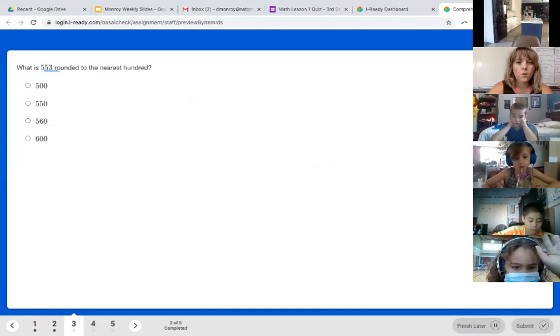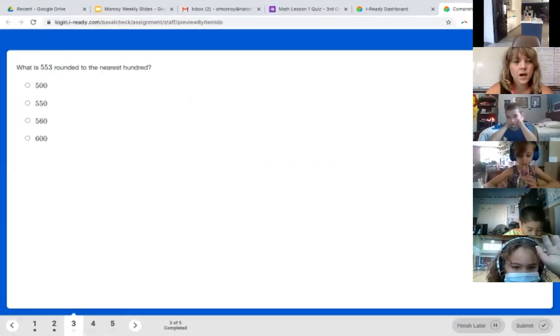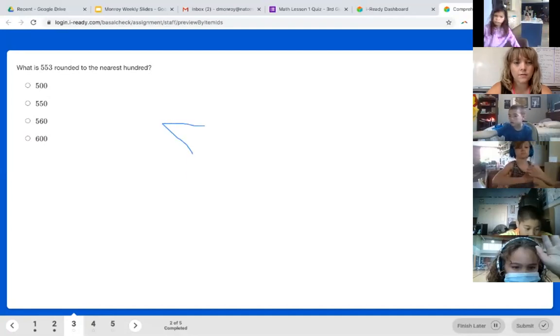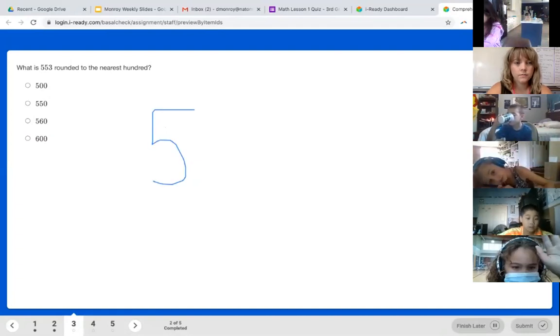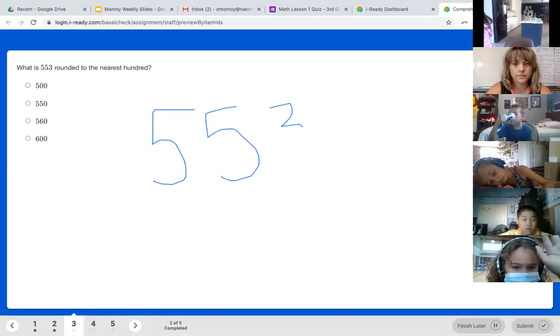Here we go. What is 553 rounded to the nearest 100? Okay, 553 rounded to the nearest 100. Okay, I want everybody to write this on their whiteboard. I want to do this together. So everyone write this on your whiteboard. You're going to write 553.